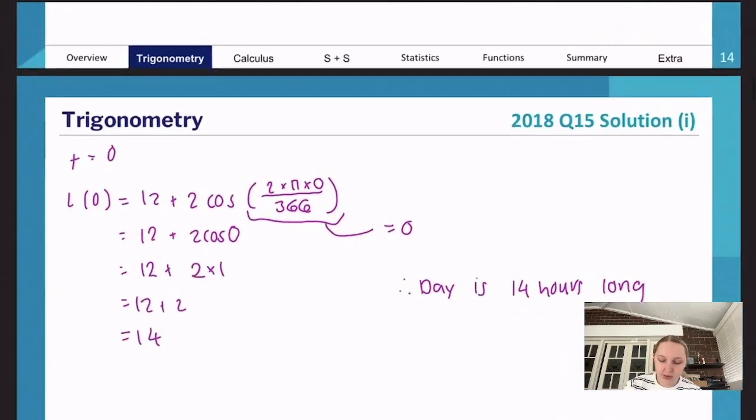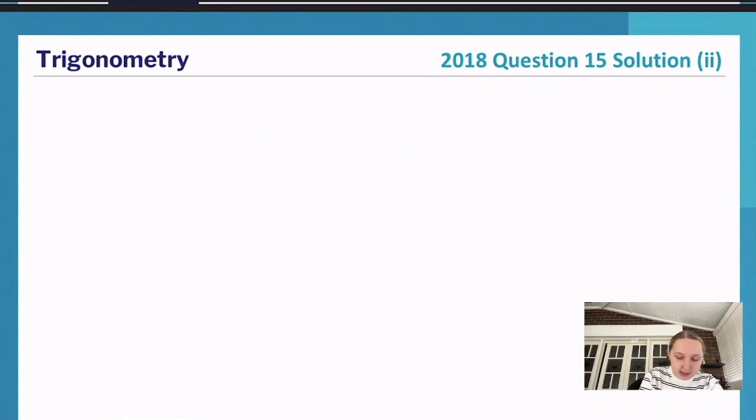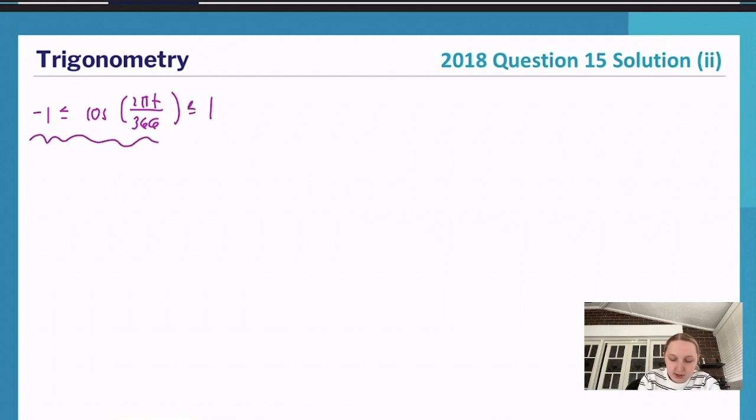Because we do have the 2, we need to think about how that's going to impact our amplitude. If we just had this without the 2, this is how we would be finding the shortest length of daylight, because the shortest length of daylight happens at the lowest point on our graph. So if we didn't have that 2, this is what we would be looking at.